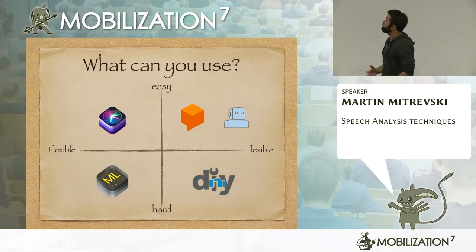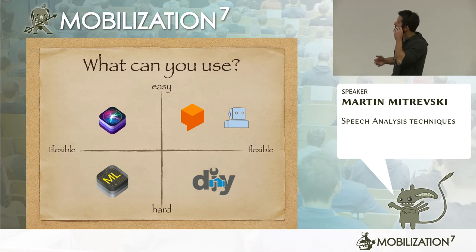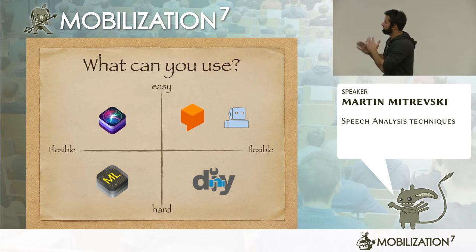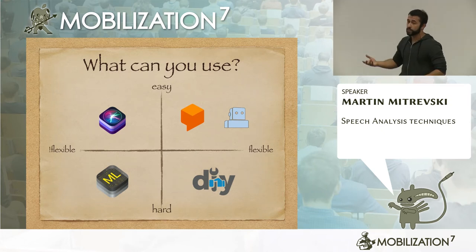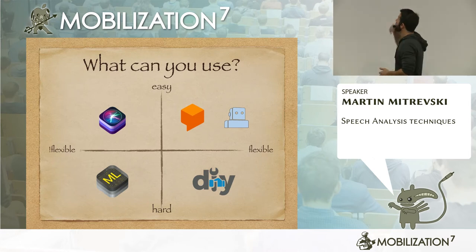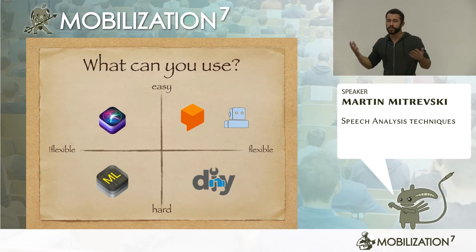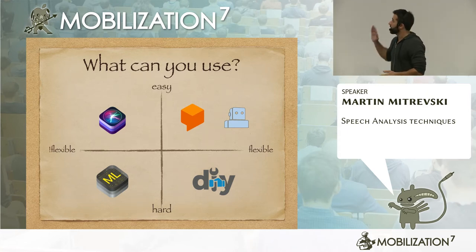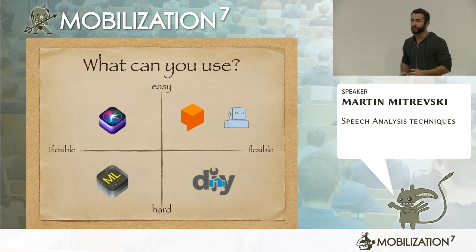Okay, so what can you use? What is out there currently? There are many solutions. I've tried to summarize them in this figure, where the y-axis represents the ease of integration and how much you need to do in order to integrate the technology in your application. And then on the x-axis, it's going from non-flexible, how flexible it is for customization, to a flexible where you can do anything you like with the app.